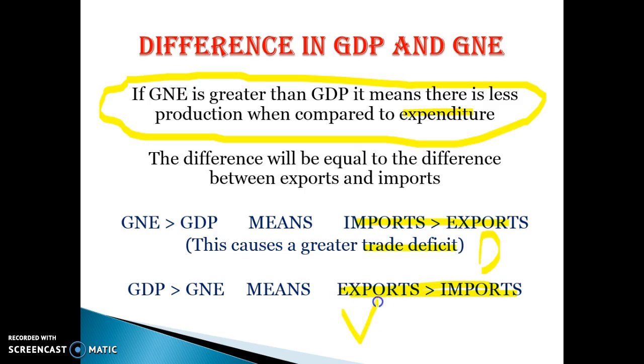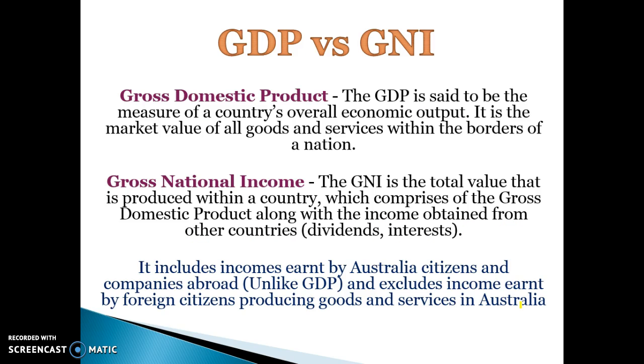And again, we're not talking about the prices, we're talking about the total value of exports and the total value of imports, which is always price times quantity. So if we're exporting $1 million worth of things and importing $900,000 worth of things, we have a $100,000 surplus. And the last thing is gross national income.